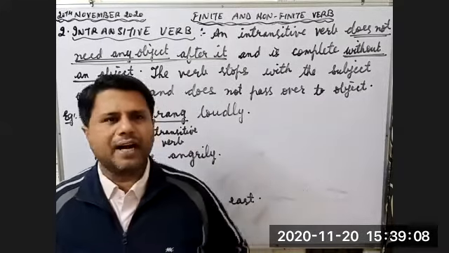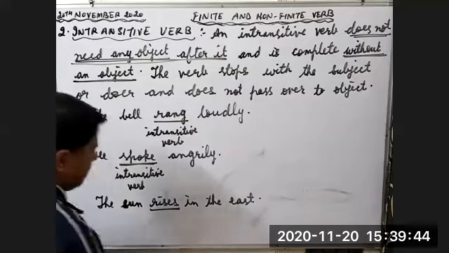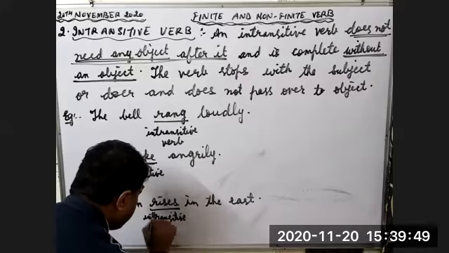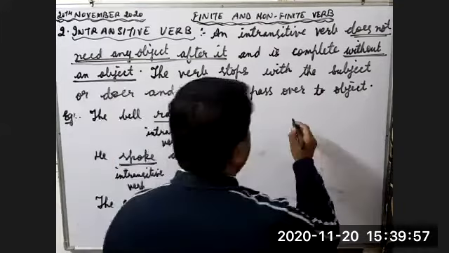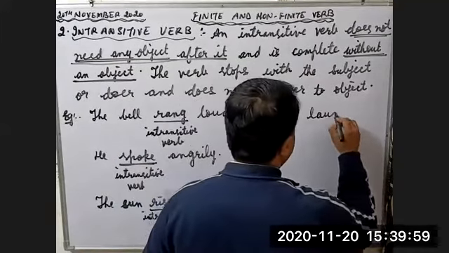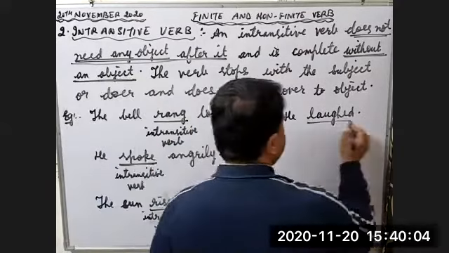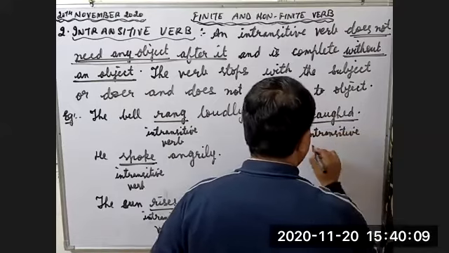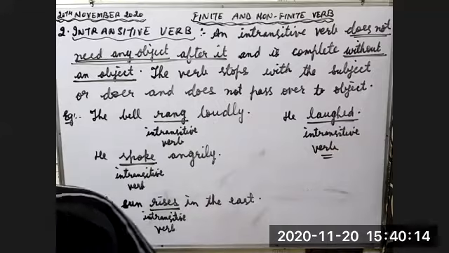The sun rises in the east. Here, rises is a verb. It is an intransitive verb because there is no object after that. One more example, the fourth example: he laughed. Now see, he is the subject and laughed is the verb. There is no object after that. So it is an intransitive verb.